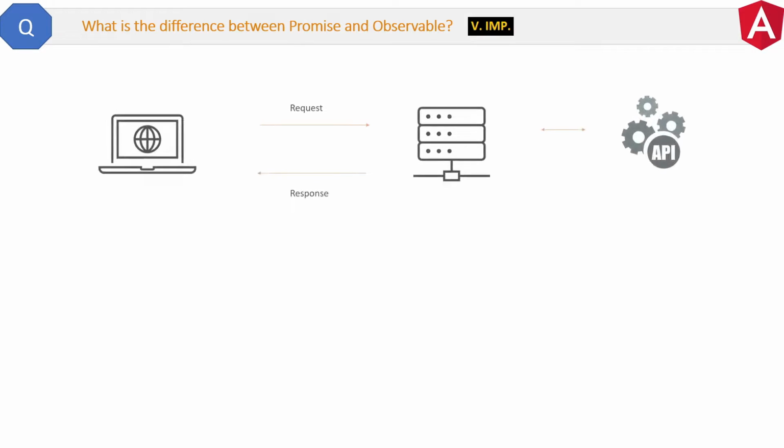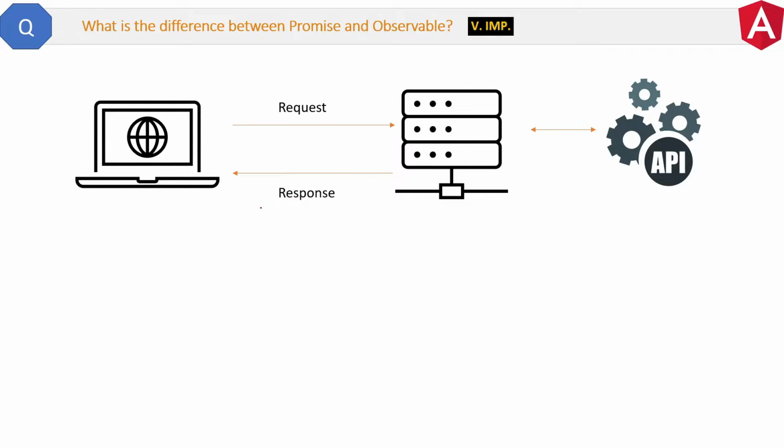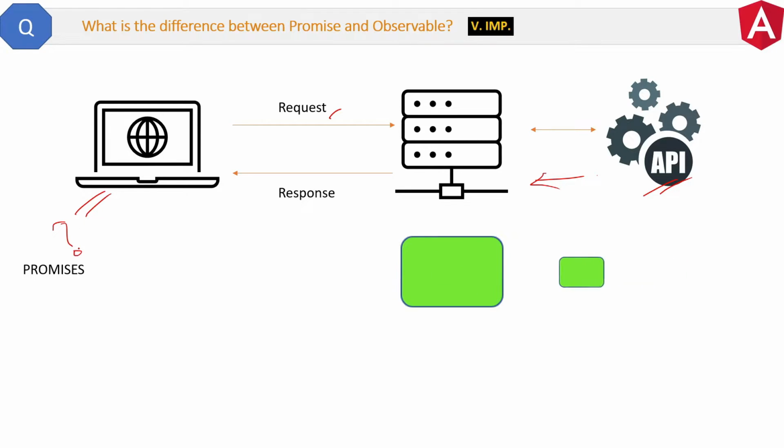Let me show you the working first. See, this is our system. The client will request data from the Angular server and the Angular server will request data from the API. Let's first see how the promise will work. Suppose we have huge data to be transferred from the API to the Angular server, for example around 1 million records. Then this server will start receiving data from the API, and this will take some time. Now notice the client is still waiting for the data to display.